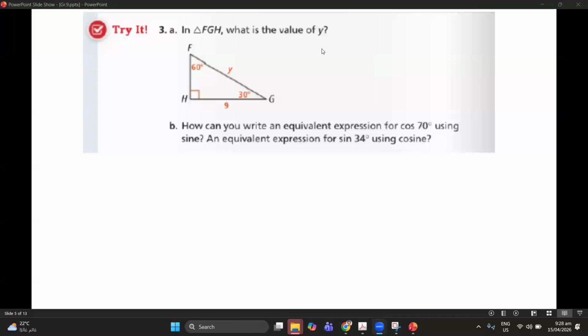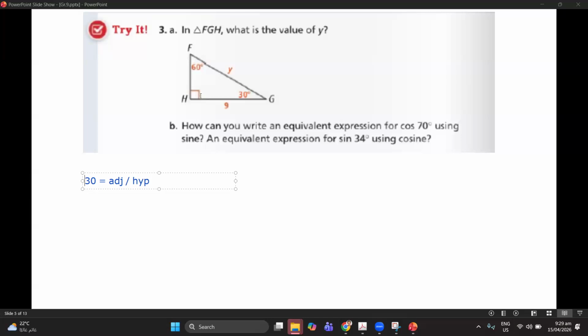First of all, let's choose as an example angle 30. For angle 30, what's the given? Sorry, I have its adjacent, 9. And I need to find what? The hypotenuse, which is y. It's unknown. The side opposite to angle 90 is the hypotenuse, which is y.